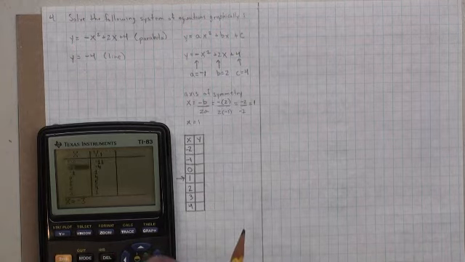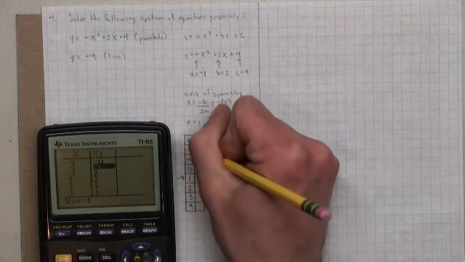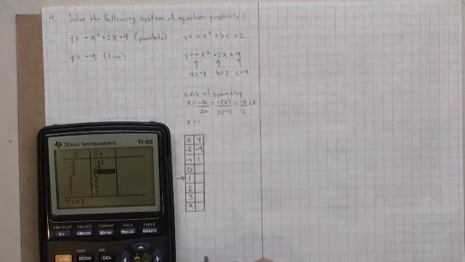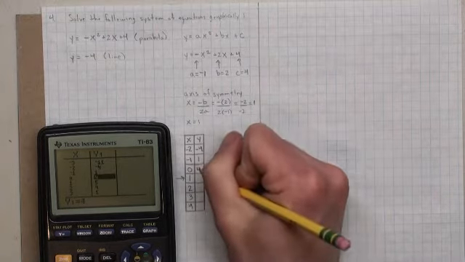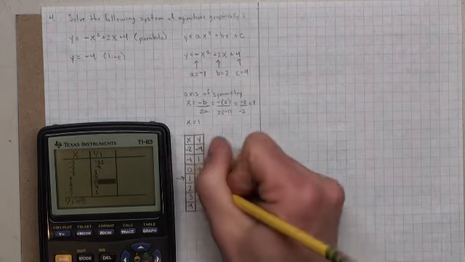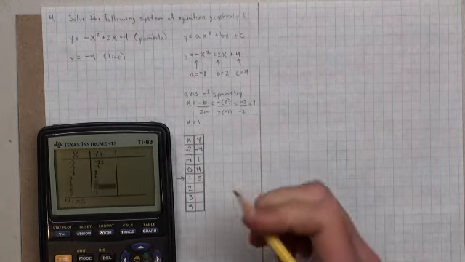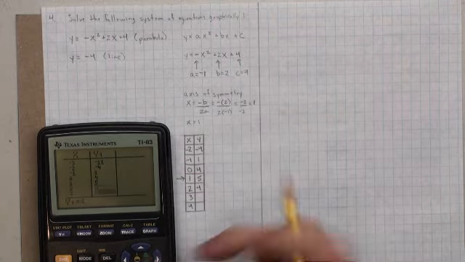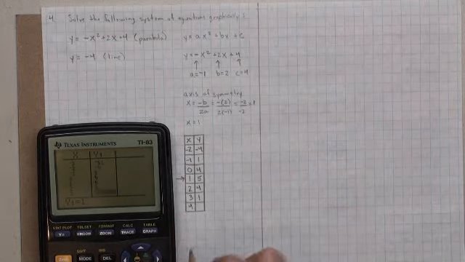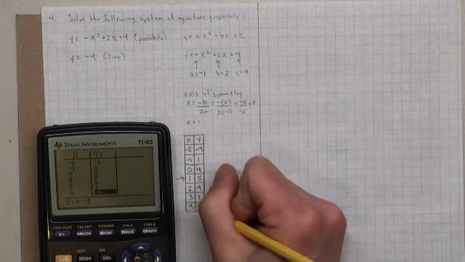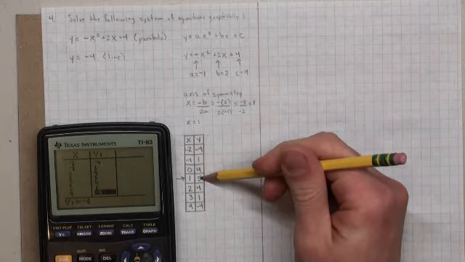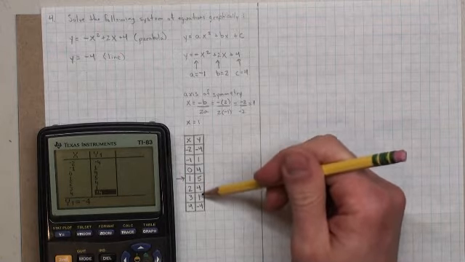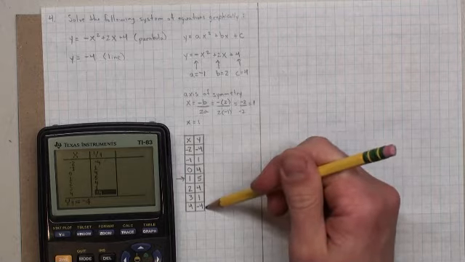I'm going to find where my x is negative 2, my y is negative 4. Where my x is negative 1, my y is 1. Where my x is 0, my y is 4. Where my x is 1, my y is 5. Where my x is 2, my y is 4. Where my x is 3, my y is 1. And where my x is 4, my y is negative 4. You see the symmetry about this axis of symmetry here? We have 4, 4, 1, 1, negative 4, negative 4. See that?